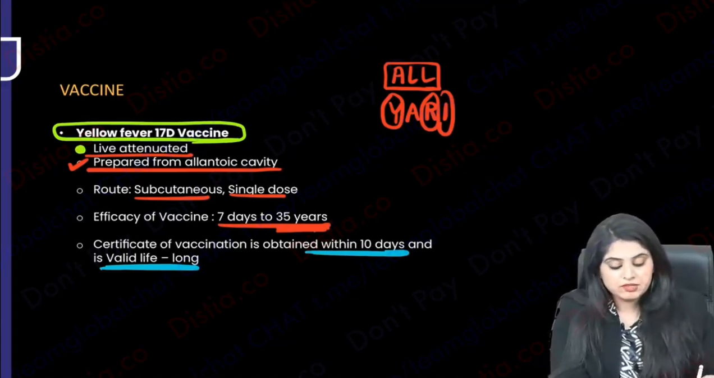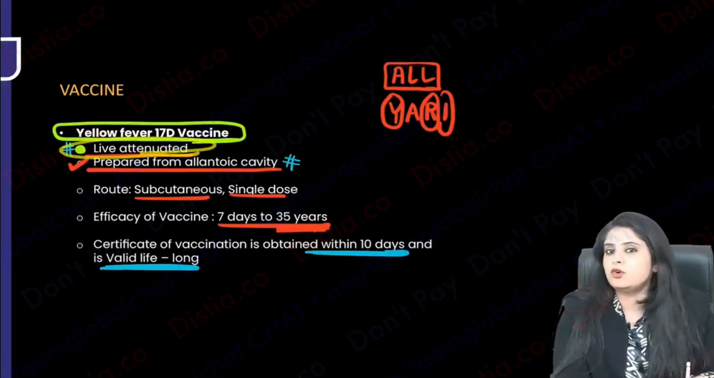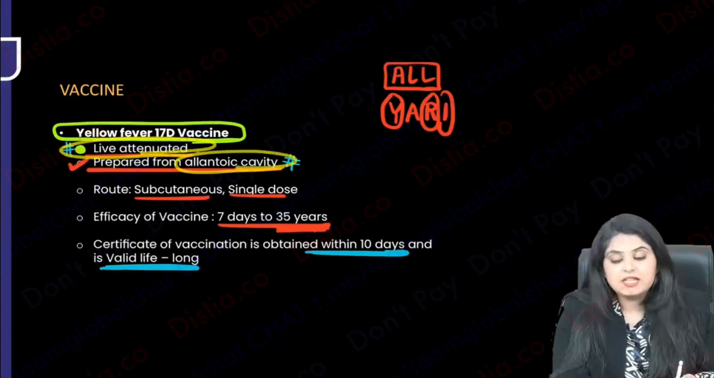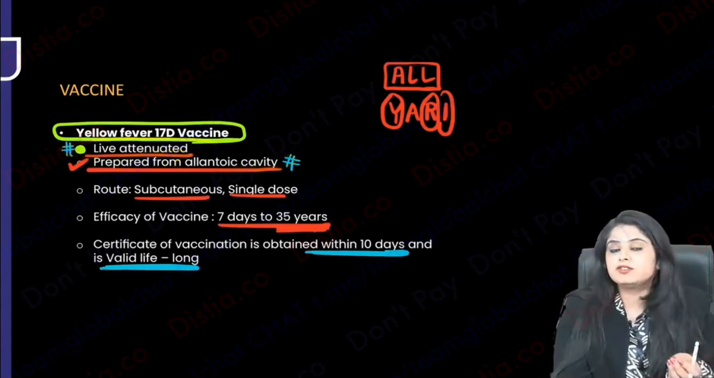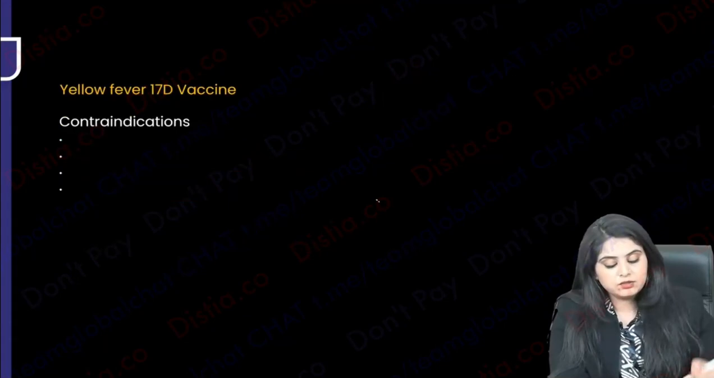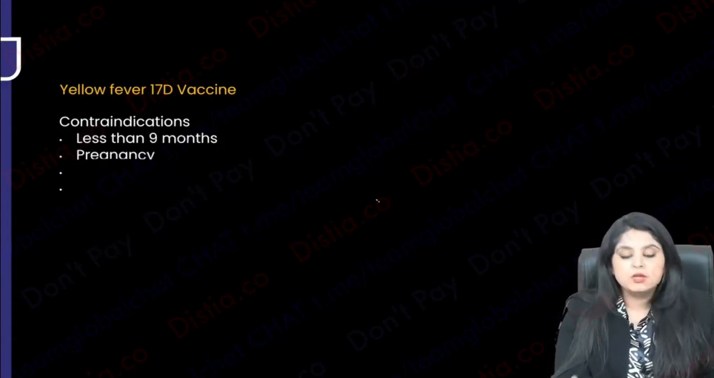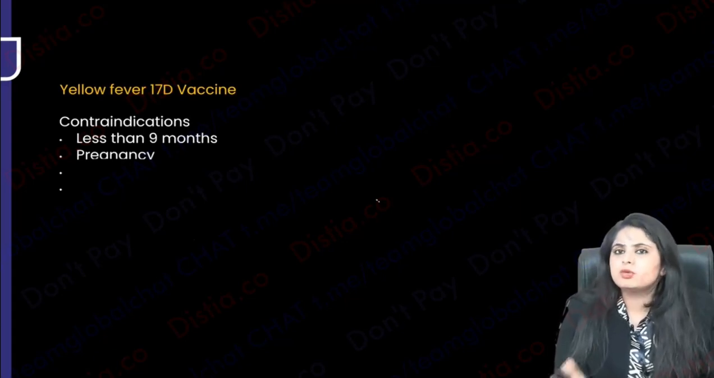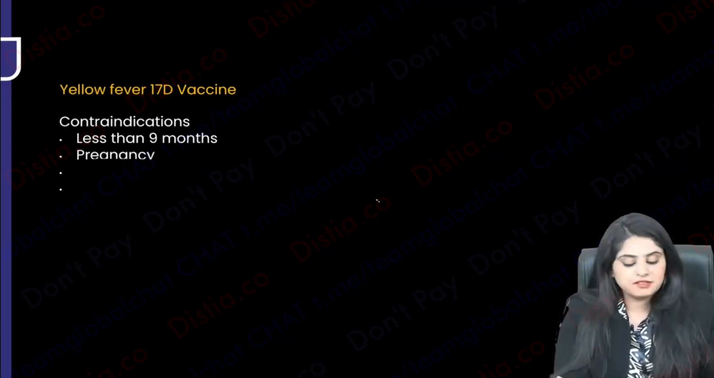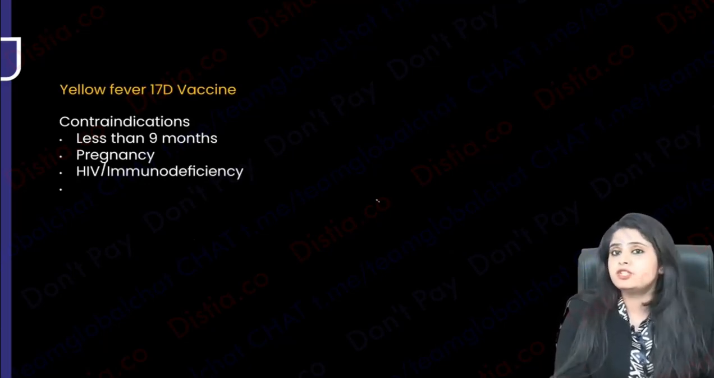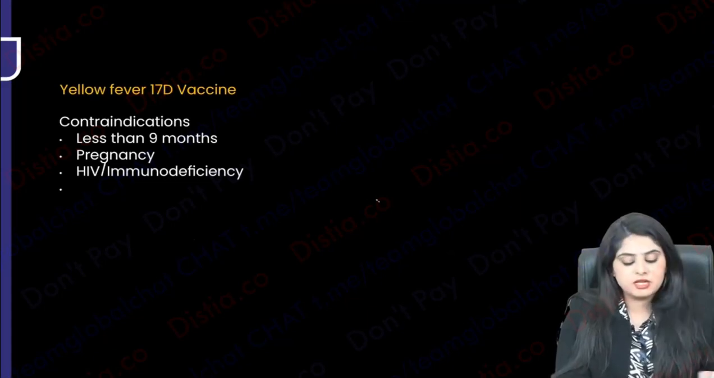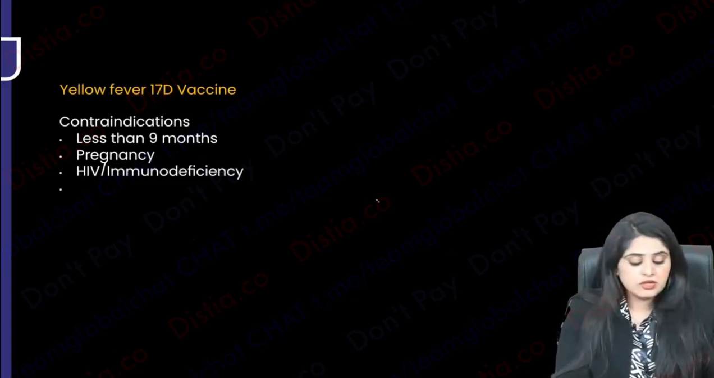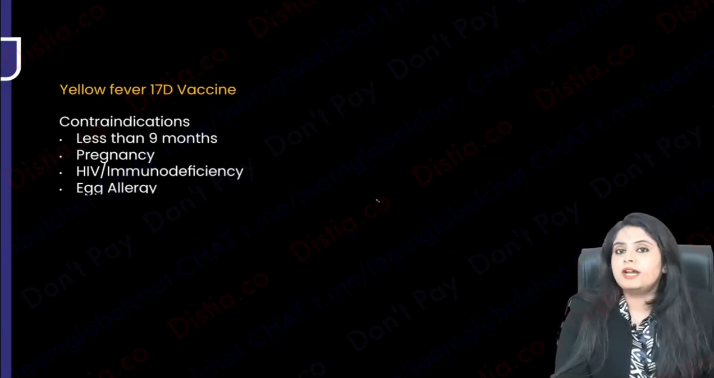Coming back to my point, why was I saying it is live attenuated and grown in an egg? Because anyone who is having any kind of immunocompromised state cannot be given this vaccine. Anyone having egg allergies, because it is prepared in an egg, cannot be given. So contraindications, number one, anyone who is pregnant or less than 9 months, chota bachcha ya pregnancy, live attenuated vaccine you can't give. Anyone who is immunodeficient or HIV or transplantation, organ transplant, any immunodeficient scenario, you cannot give it. And obviously, as I told you, it is prepared in the allantoic cavity. Anyone with egg allergy, you can't give it.